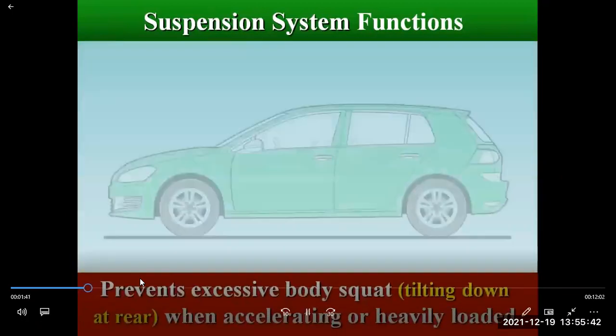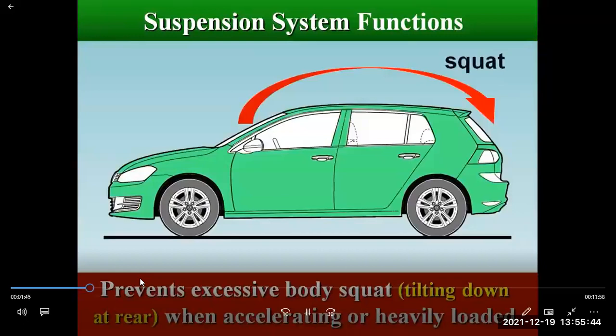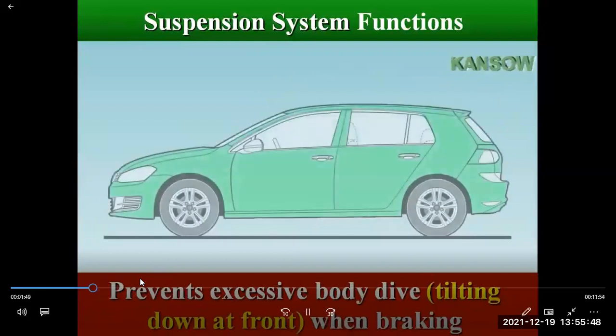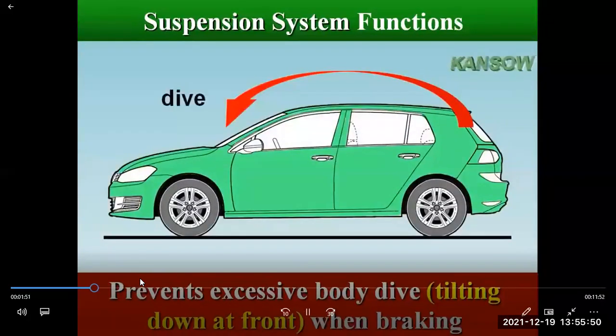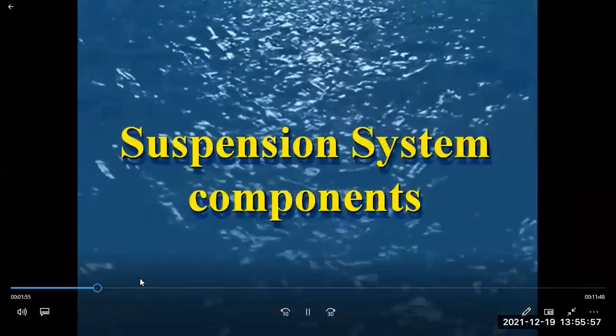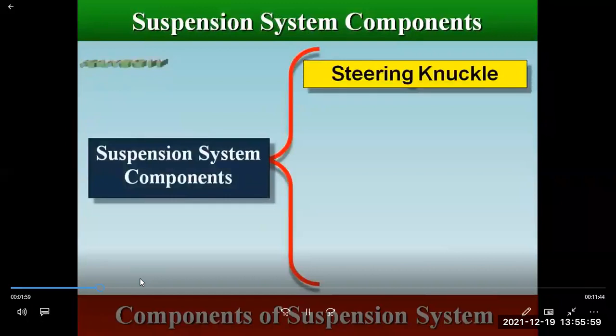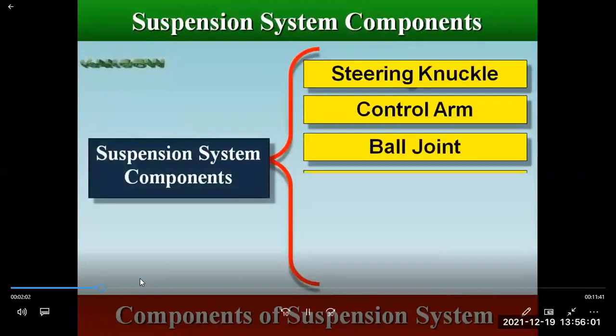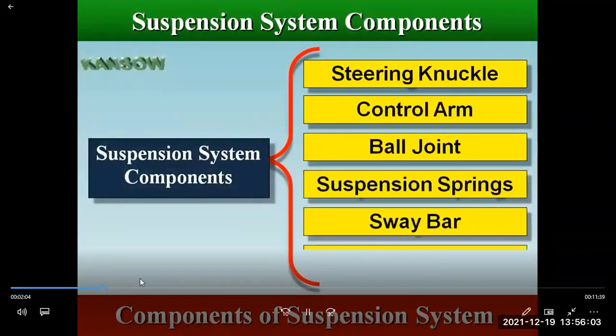Prevents excessive body squat, tilting down at rear, when accelerating or heavily loaded. Prevents excessive body dive, tilting down at front, when braking. Suspension system includes steering knuckle, control arm, ball joint, suspension springs, sway bar and dampers.